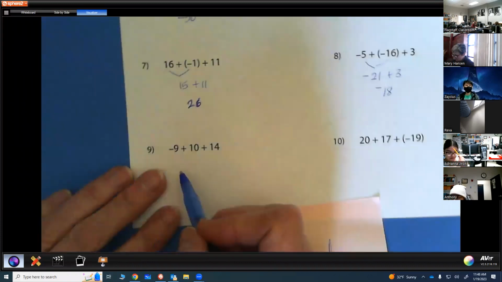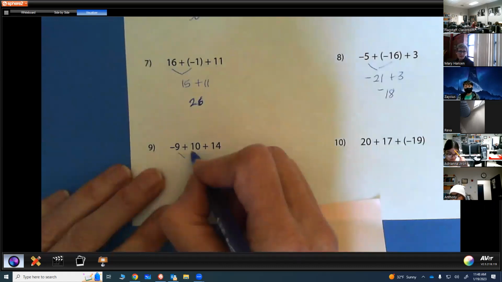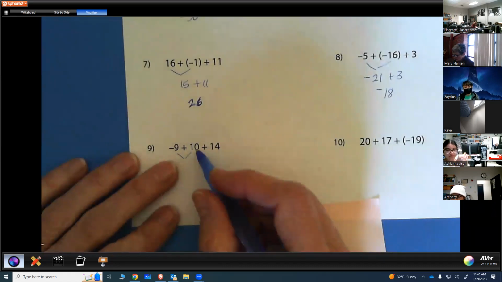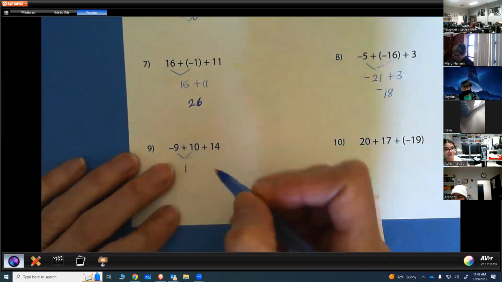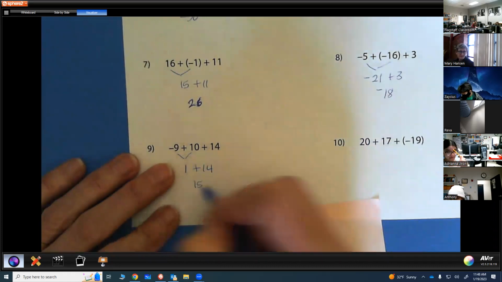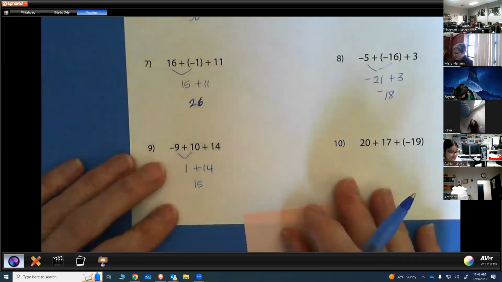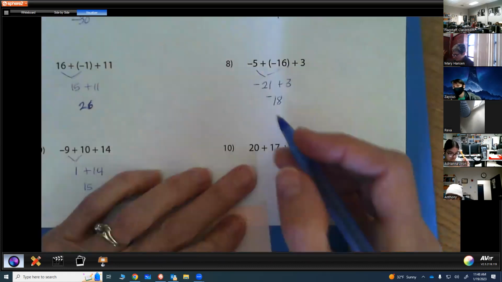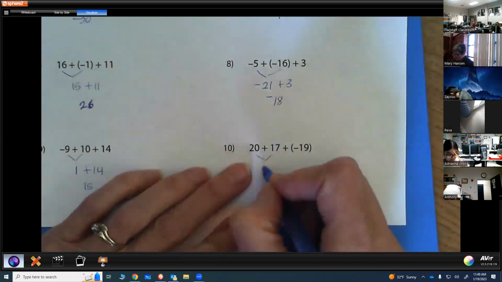Number 9, I have -9 and +10. Almost all those positives are going to be wiped out by those 9 negatives. It's just going to leave me +1 plus 14, which leaves me 15. And then number 10, 2 positives. I just add them together, keep the positive.